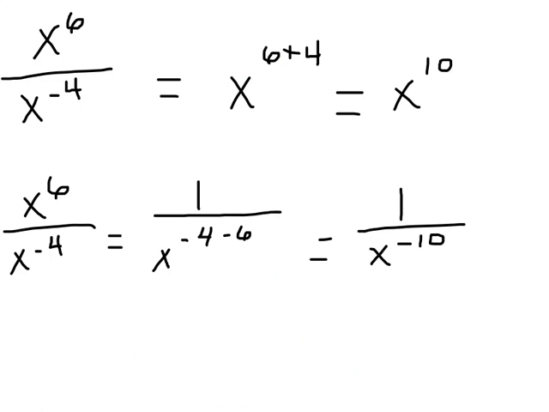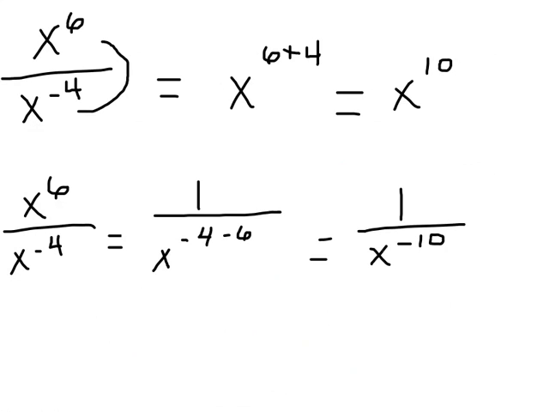Alright, so here we got something else, x to the 6th divided by x to the negative 4th. Well, if I bring this 4 up, it becomes positive 4, and then I have x to the 6 plus 4, which is x to the 10th.